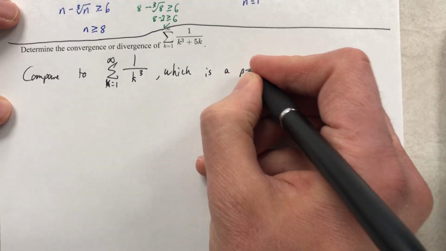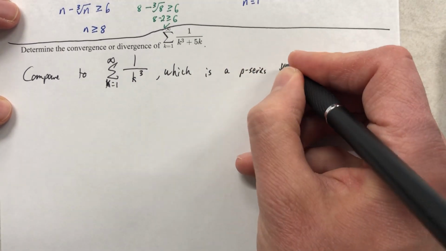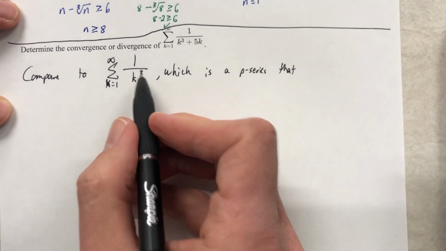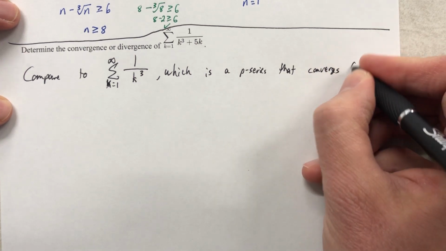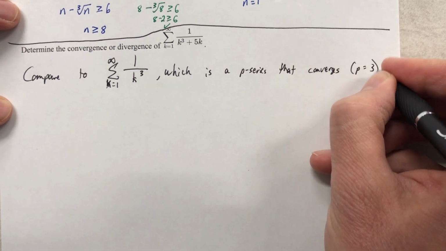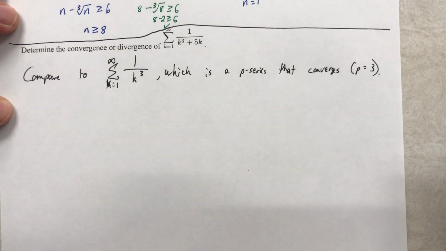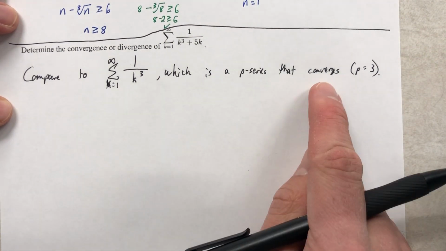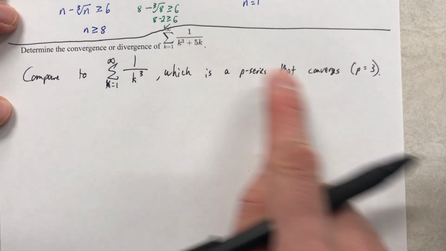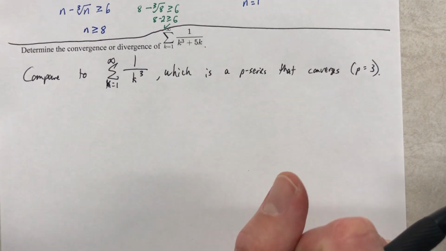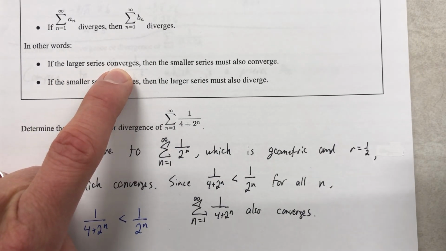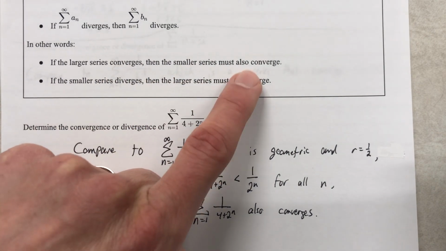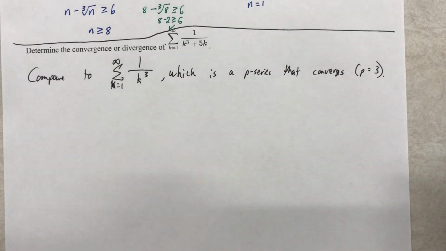Which is a P series that, okay, does it converge or diverge? Well, P is 3, so it's going to converge. I'm just going to say P equals 3. All right, good to know. Well, because I have a convergent series, I would like this to be smaller than my convergent series so I can guarantee its convergence. Here we go. If the large series converges, so the one we made up needs to be the bigger one, then the one they gave us needs to be smaller so we can determine its convergence. So a little backwards to think of sometimes, but let's go for it.